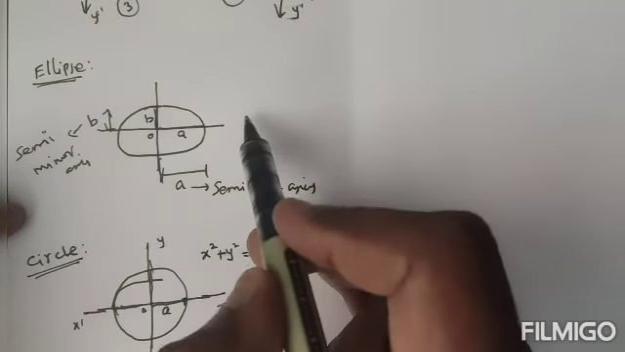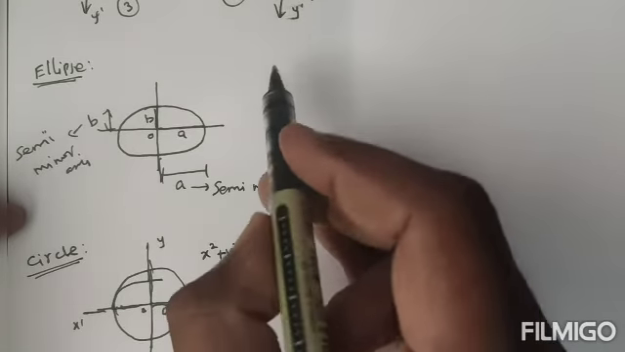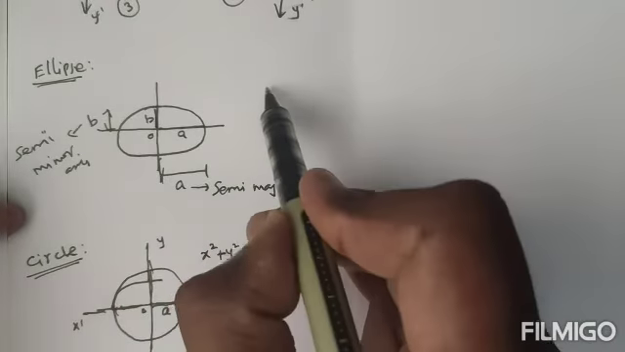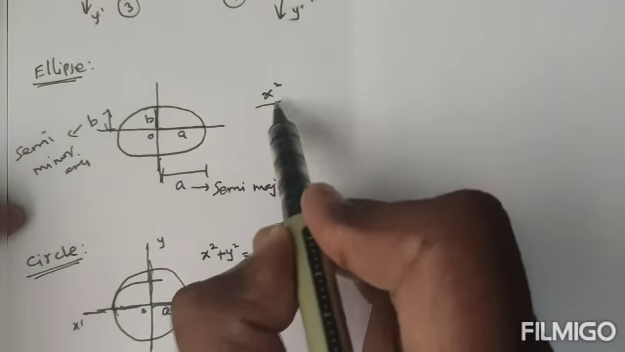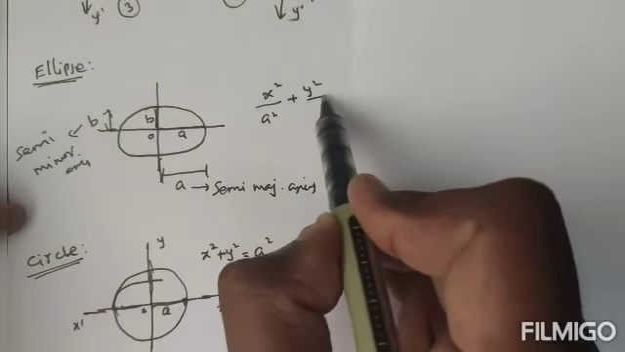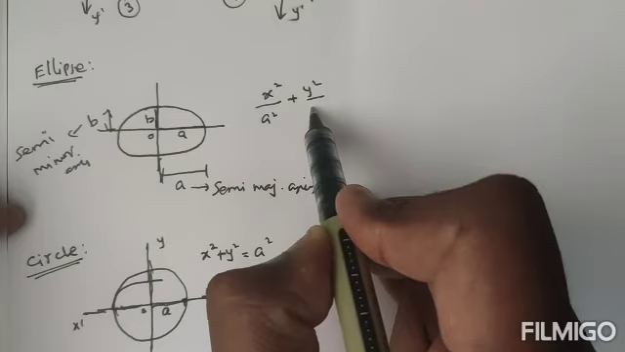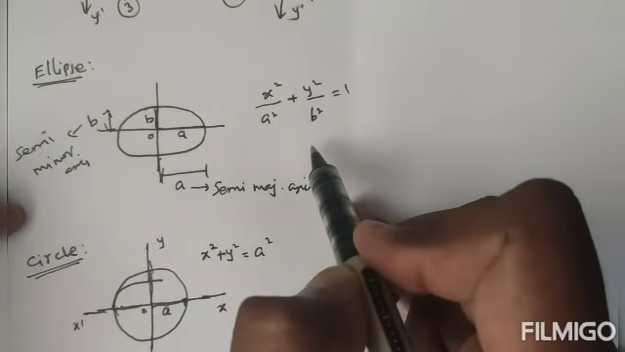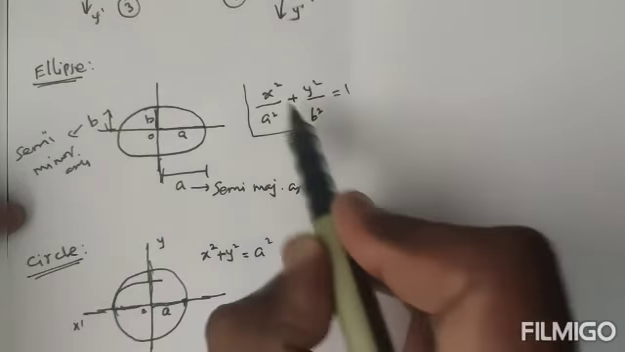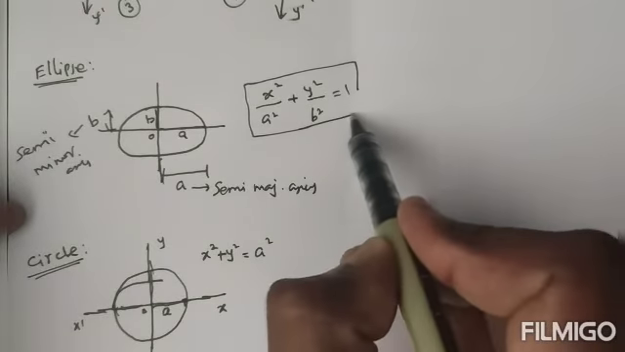Okay, but here it is not equal, so we can say it will be produced like an elliptical shape. That equation is represented by x squared divided by a squared plus y squared divided by b squared equal to 1.